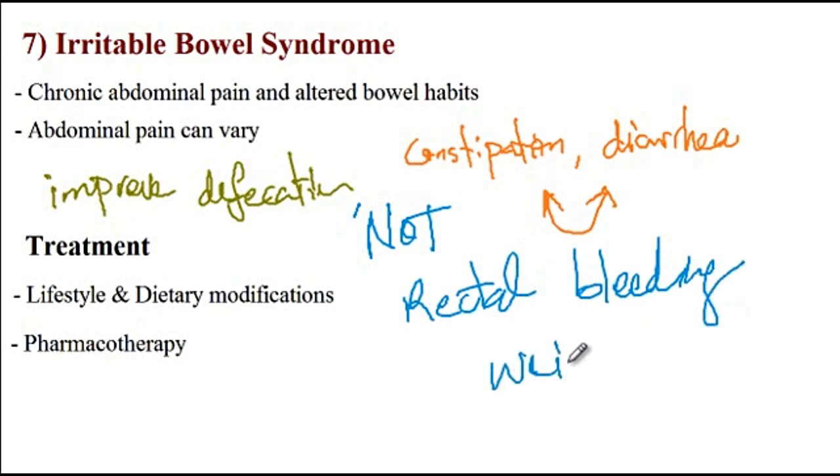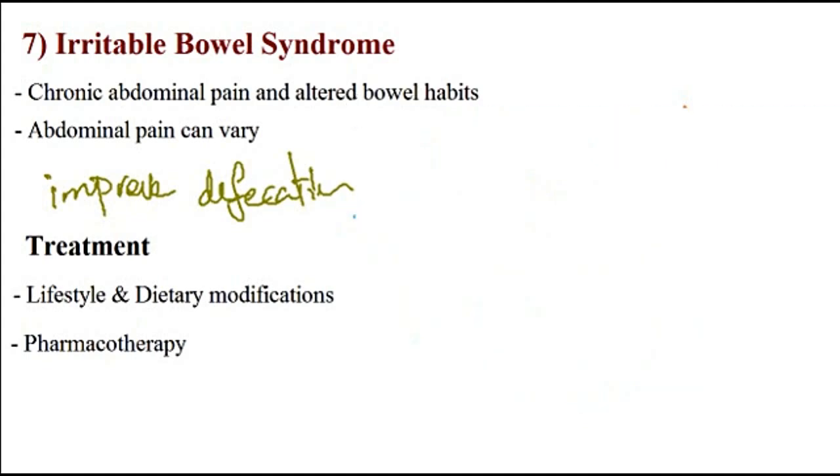or weight loss. So the characteristics of the abdominal pain seen with the irritable bowel syndrome, it improves with defecation, but the abdominal pain is not associated with rectal bleeding or weight loss. If there is in fact rectal bleeding or weight loss, then you should start thinking of other potential conditions, like for instance the colon cancer. As for the treatment, you can consider lifestyle and dietary modifications. In addition, you could consider pharmacotherapy, so it depends.